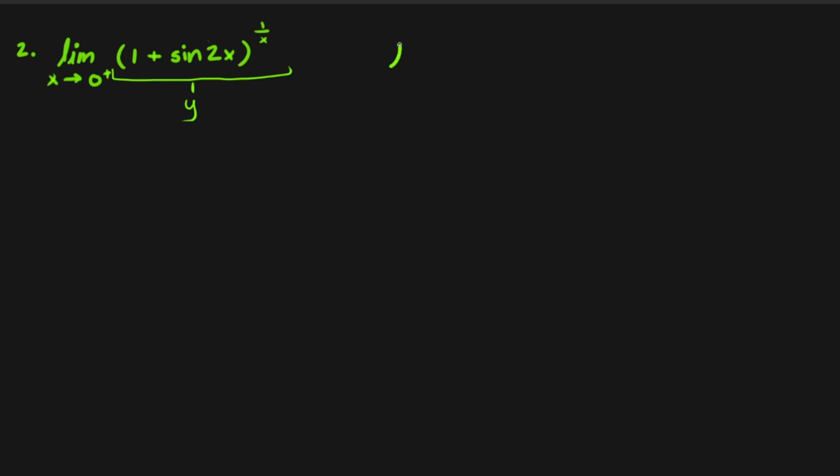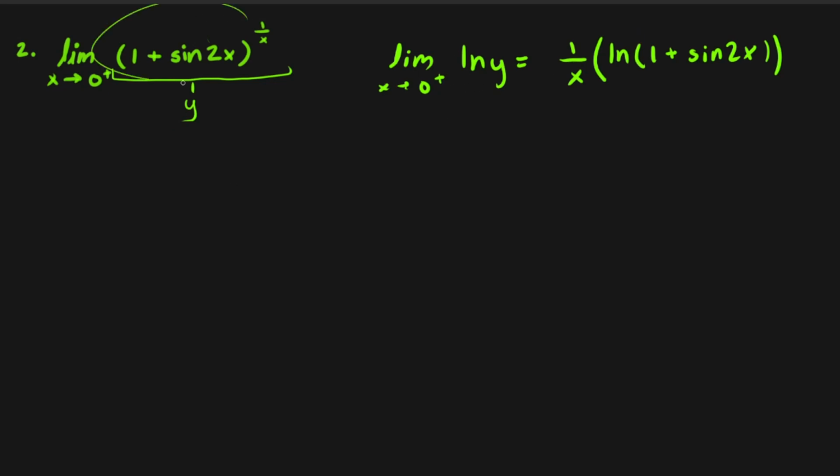And I'm going to say the limit as x approaches 0 from the right of the natural log of y equals 1 over x times the natural log of 1 plus sine 2x. See what we did there? We called this part y, and then we took the natural log of that. It's equivalent to the natural log of this, and then if we take the natural log of that, it allows us to bring the exponent 1 over x into the front. So that's exactly what we did here.